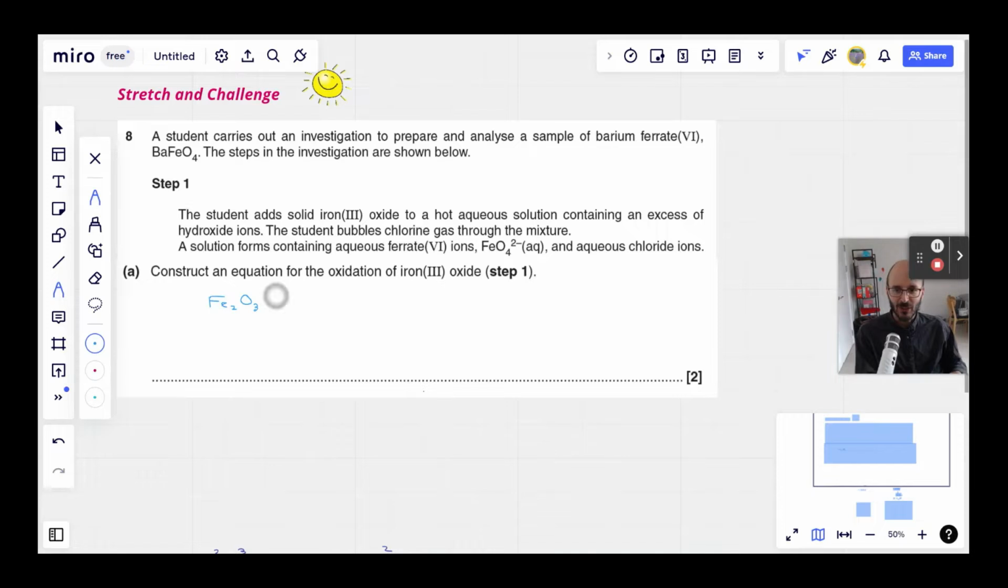Iron oxide reacting with hydroxide ions, and also reacting with chlorine. That gives you ferrate 6, which is this one, plus chloride ions, and there you go. I would say for this equation, you can fairly easily see that it's going to be a redox reaction because here the oxidation number of iron is 3 and here is 6, it has changed.